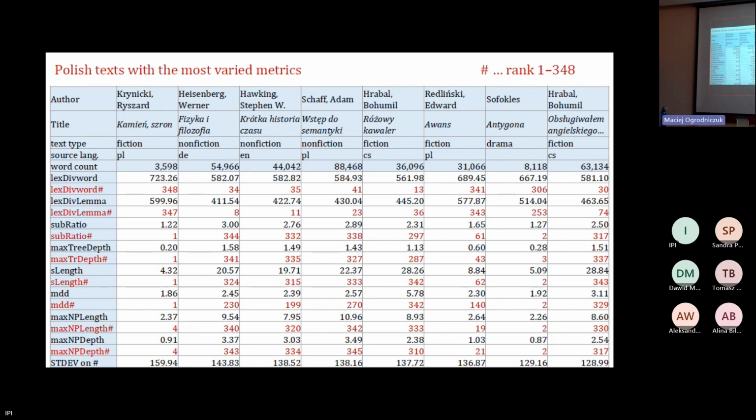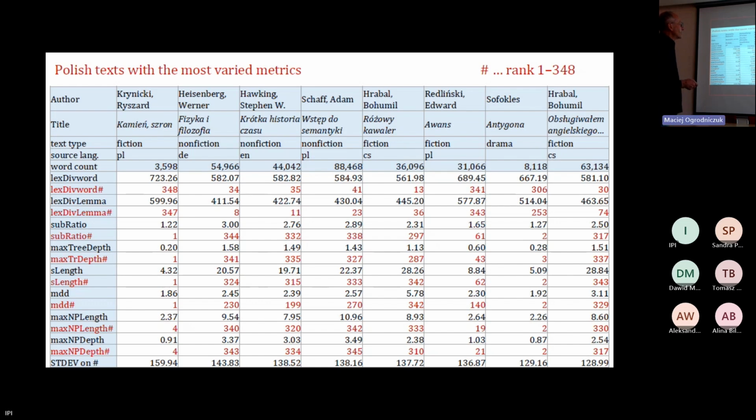And there is the very opposite. These are usually non-fiction texts, which are very low in lexical diversity but very complex syntactically. So all these measures are very different. On the other hand, you also have Sophocles, Antigone, which is a drama, and it is very rich in vocabulary but very simple in syntax.